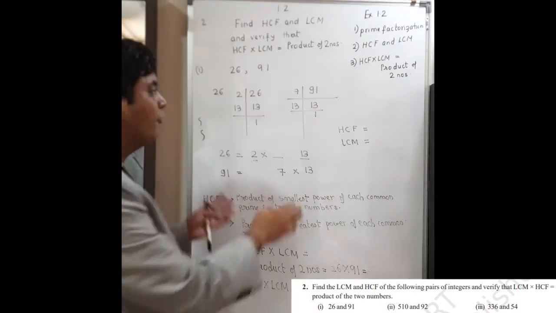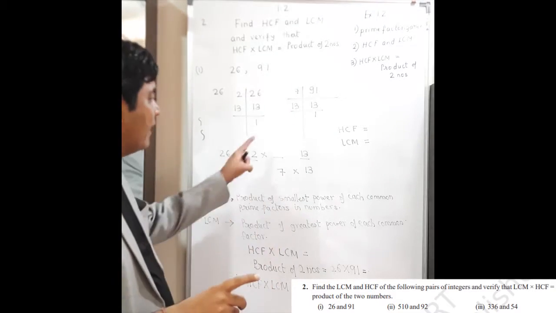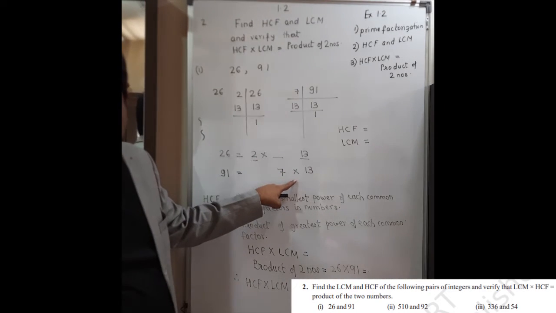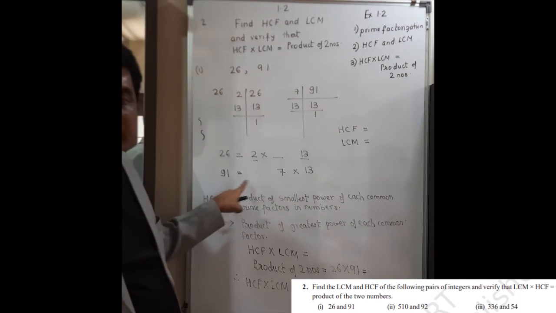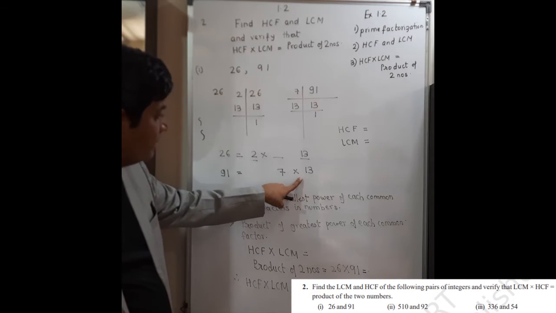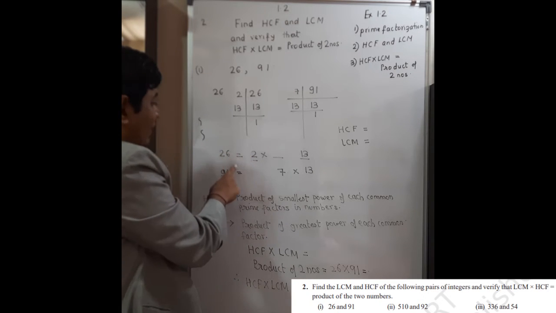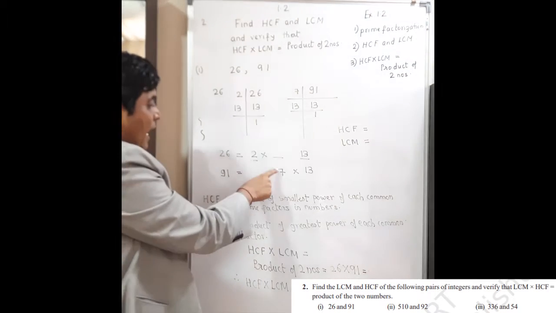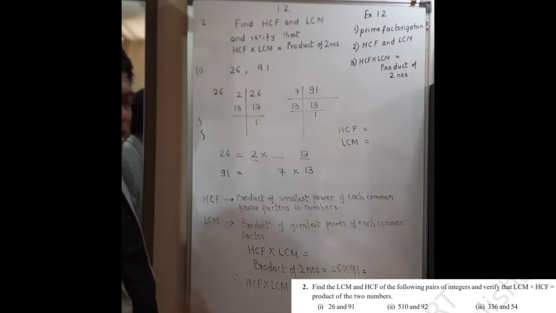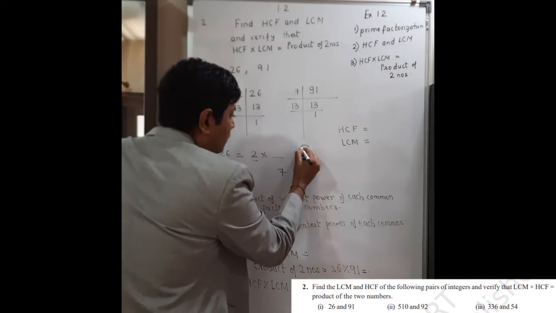Okay. Now you have to find the HCF. What is the HCF? You have to find that number which is common to both of them. If there are 3 numbers, then it should be common to all 3 of them. So here only 13 is a number which is common to all of them. 2 is only there with 26, it is not a factor of 91, and 7 is a factor of 91, it is not a factor of 26, so you will not take them. 13 belongs to both of them, so you will take this.